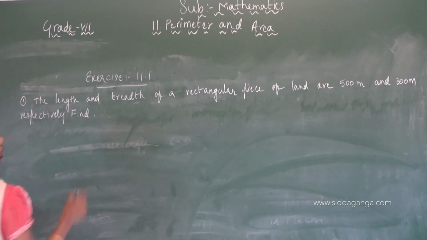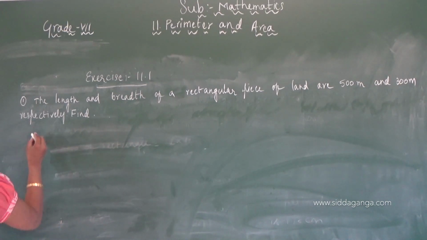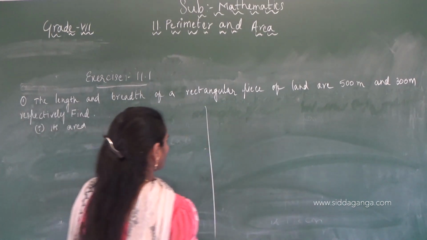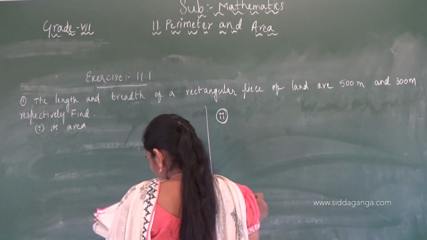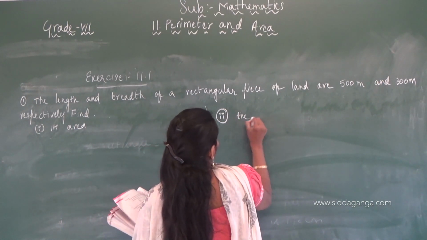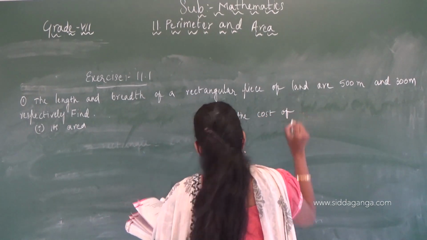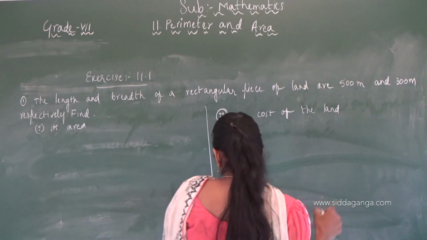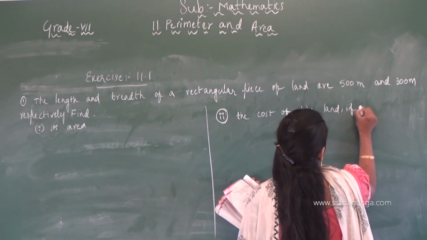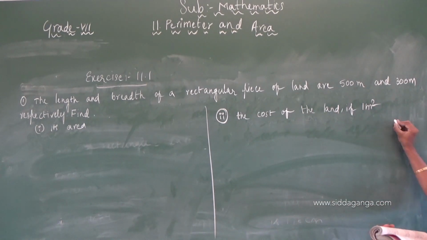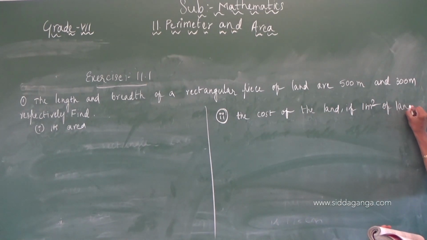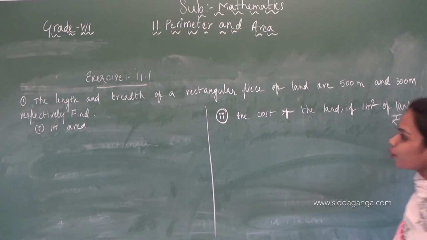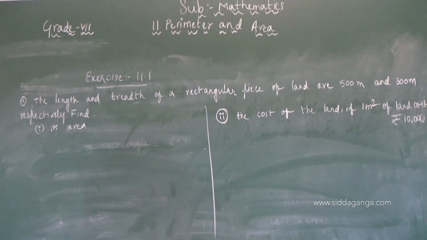Find first one, its area. Second one, the cost of the land if 1 square meter of land costs rupees 10,000. What is there in the question?